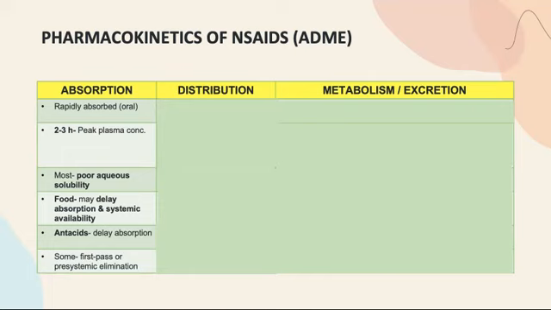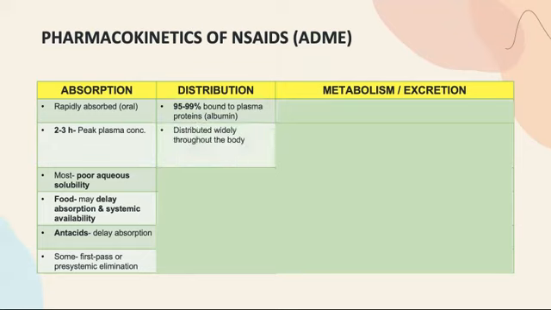Aspirin begins to acetylate platelets within minutes. For distribution, most NSAIDs are extensively bound to plasma proteins, around 95 to 99%, usually albumin. These highly protein-bound NSAIDs have the potential to displace other drugs if they compete for the same binding sites.